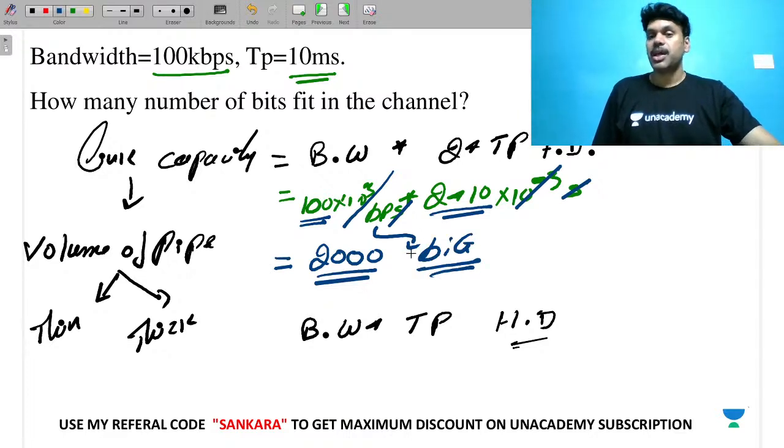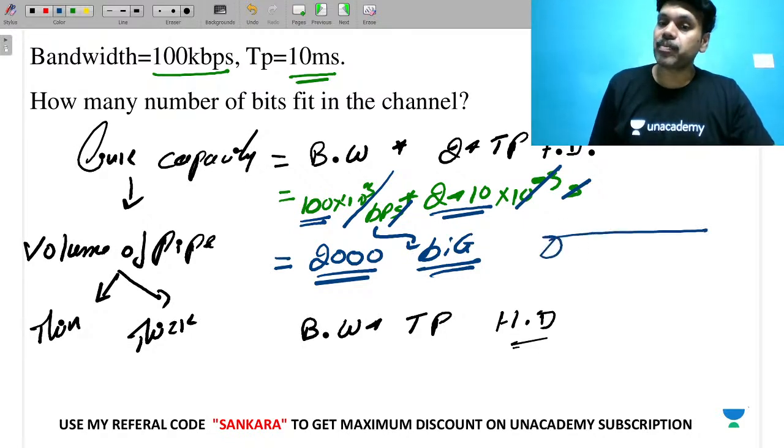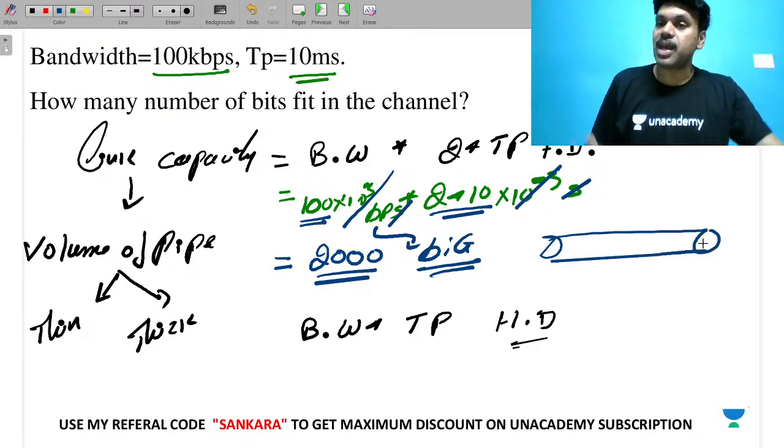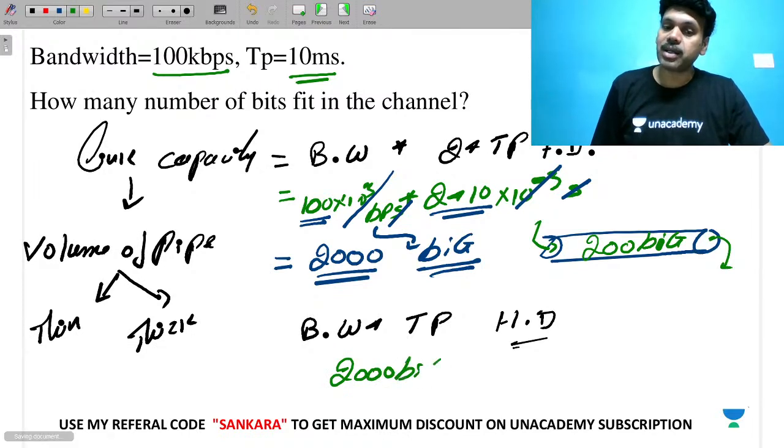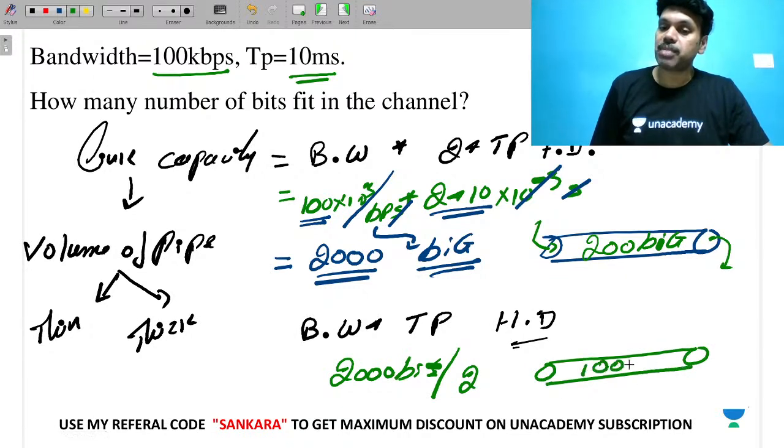2000 bits. If you look at your channel, your medium at an instant of time, you are able to see that there are 2000 bits. That is the meaning of volume of the pipe. If you take half duplex, my dear friends, it is half of that. So 1000 bits, half you take, and once you see that, you are going to see only 1000 bits.